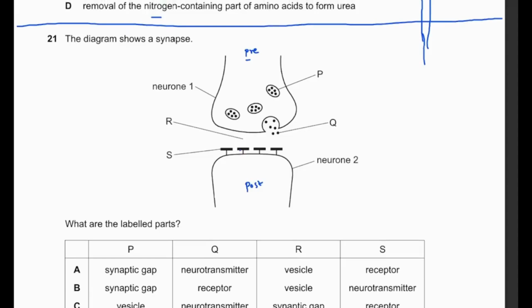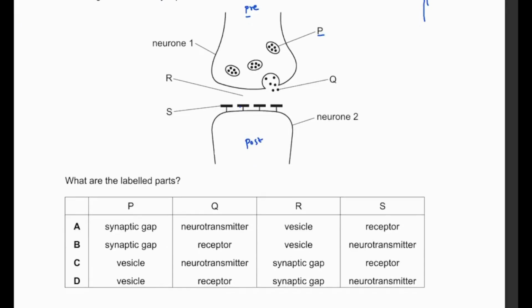We know that P is a vesicle, so first check out P. Vesicle, we have two options. Q is again a vesicle, and it contains a neurotransmitter chemical. Acetylcholine is not mentioned in your textbook, so just stick to neurotransmitter. R is a gap, and it is the synaptic gap. And S is the receptor. So there you go, C is the correct answer here.